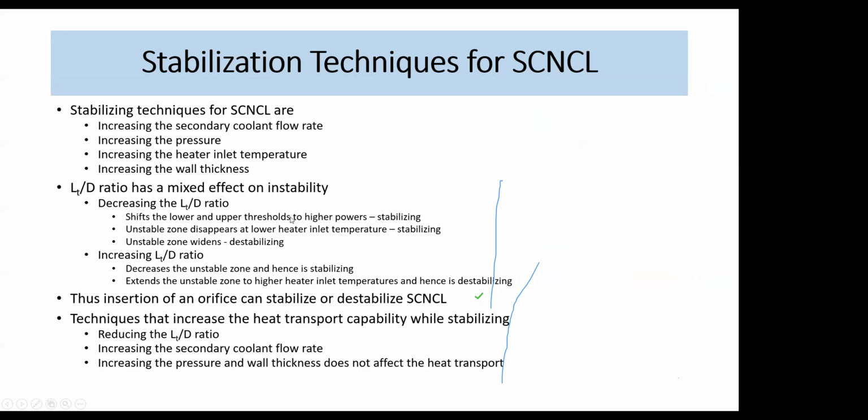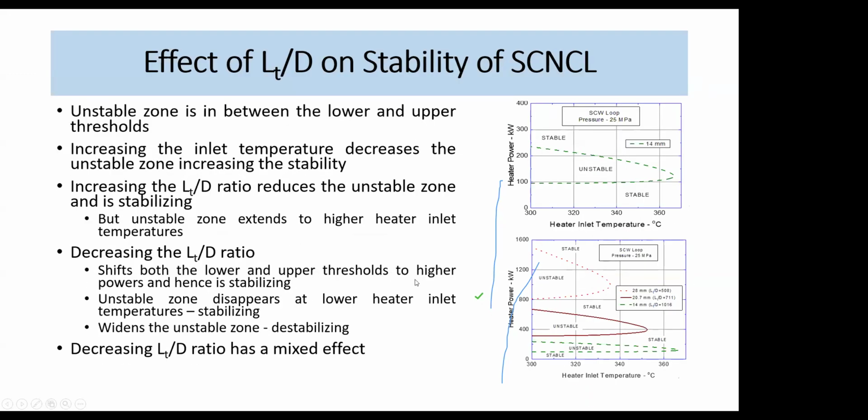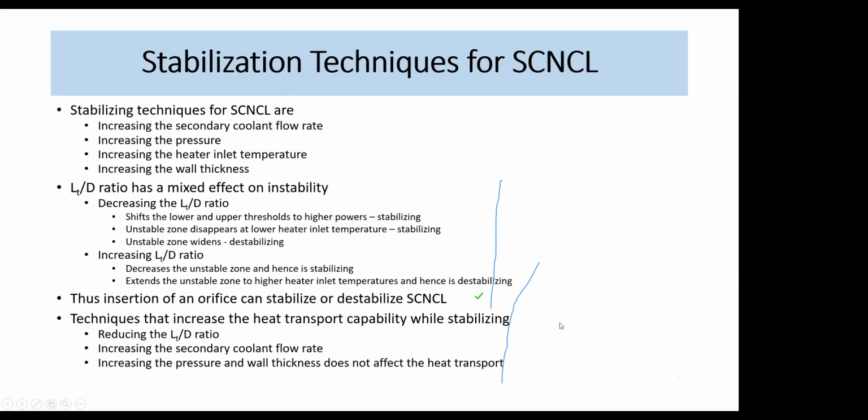In some cases, it actually shifts up the lower and upper threshold. In that sense, it is stabilizing, but it widens the unstable zone, and in that sense, it is destabilizing. And then, if you look at the L by D ratio, a decrease in L by D decreases the unstable zone and hence is stabilizing.